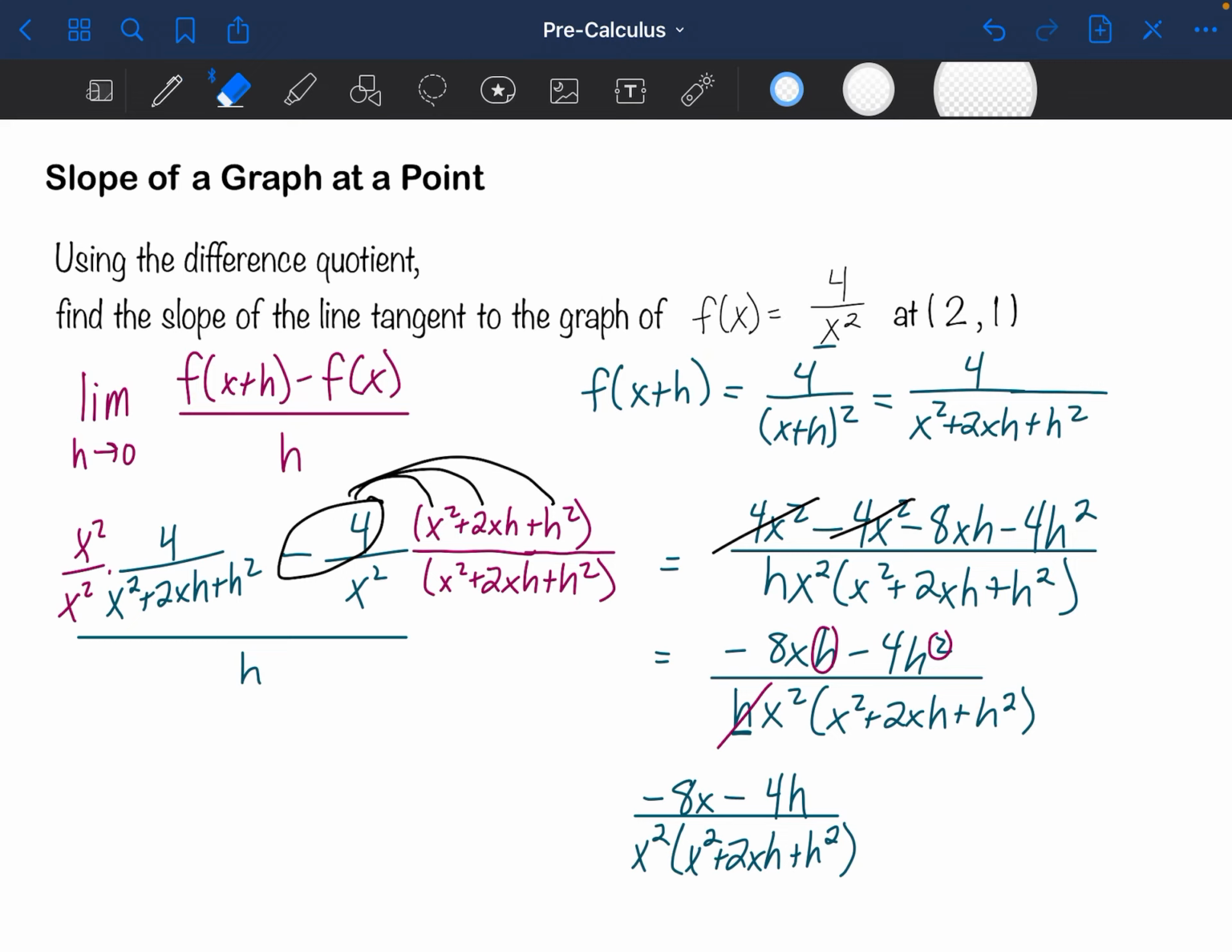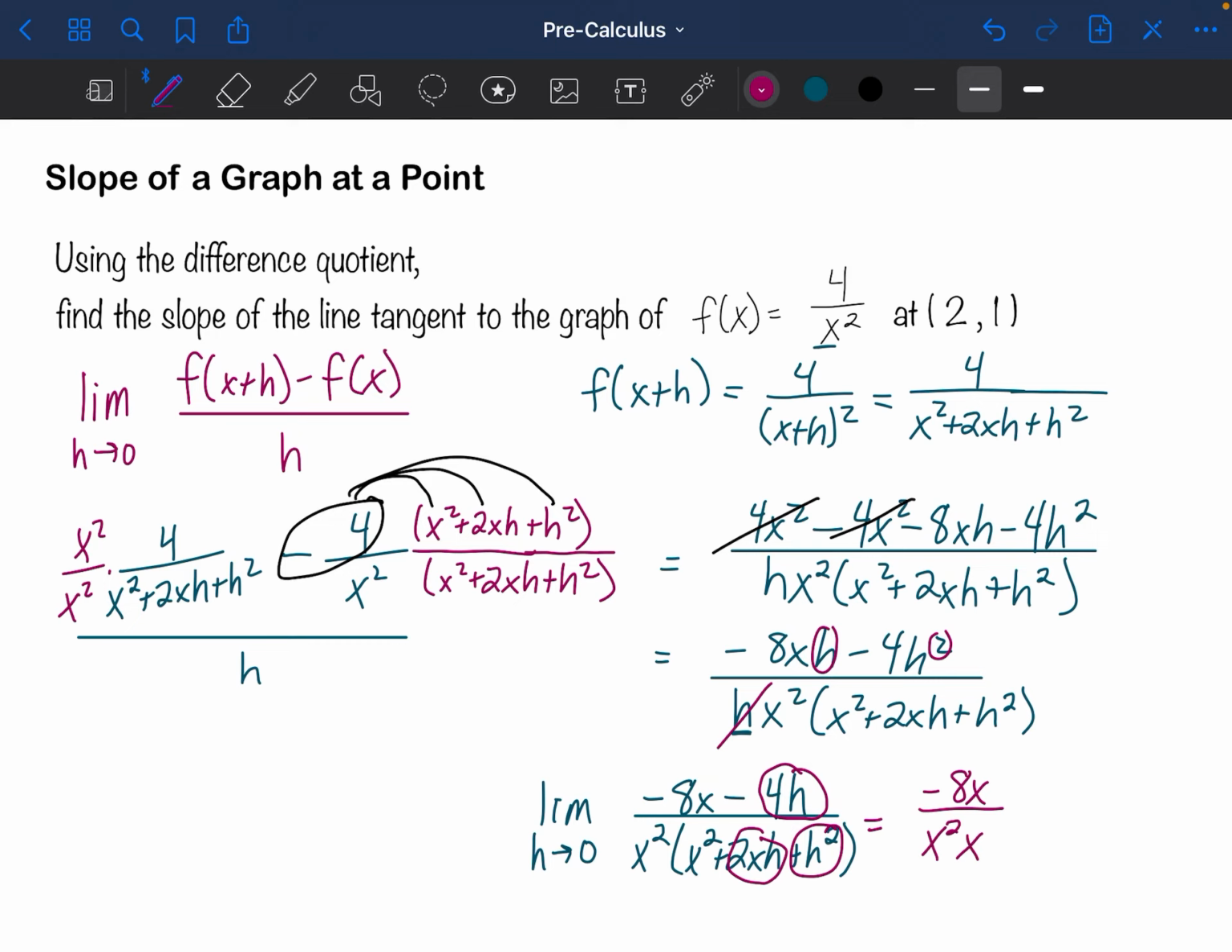But we didn't just want the difference quotient, of course. We want to know the limit of this as h approaches 0. So when we plug in 0 for all of the h's, well, this is going to go away, this is going to go away, and this is going to go away. So we're just left with negative 8x over x squared times x squared. Simplifying again, negative 8x over x to the 4th. Simplify one more time, negative 8 over x to the 3rd. And we did it. There's the derivative.